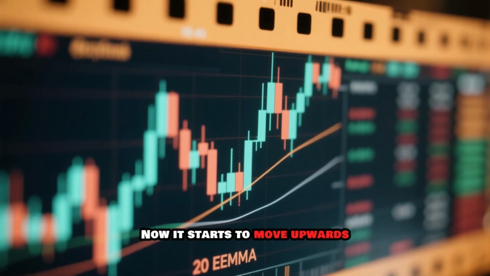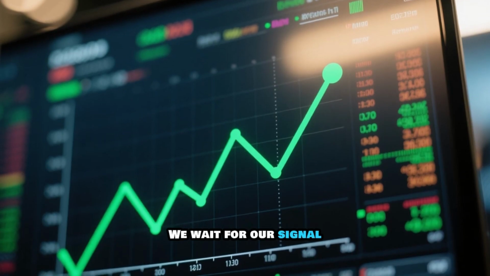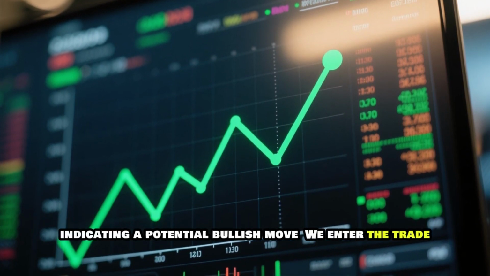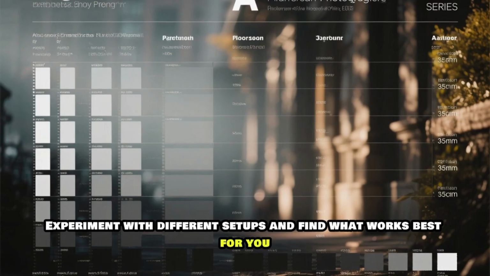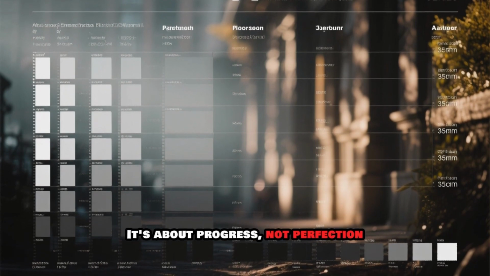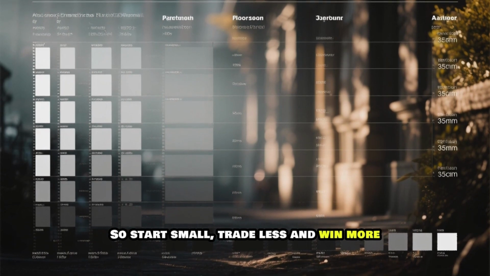Now it starts to move upwards, pulling back towards the 20 EMA. We wait for our signal. The market gives us a green dot, indicating a potential bullish move. We enter the trade. This strategy is just one tool in your trading arsenal. Experiment with different setups and find what works best for you. It's about progress, not perfection. So start small, trade less, and win more.